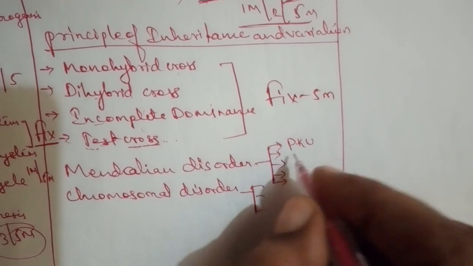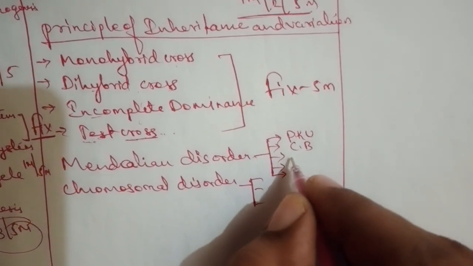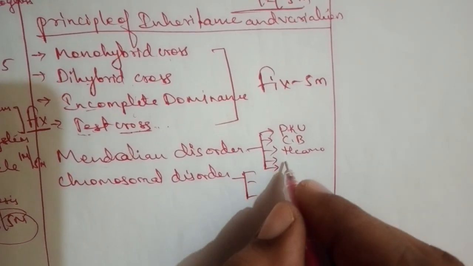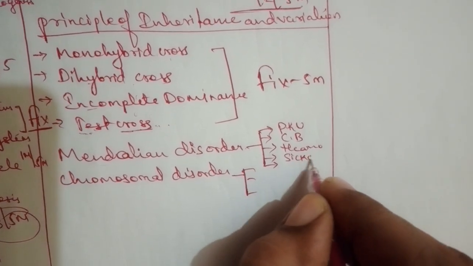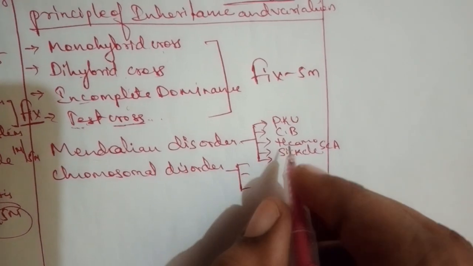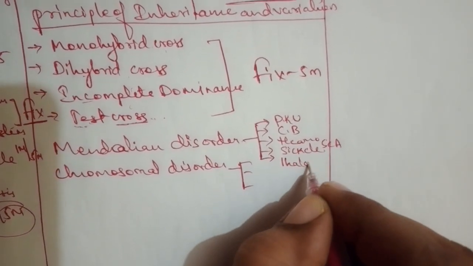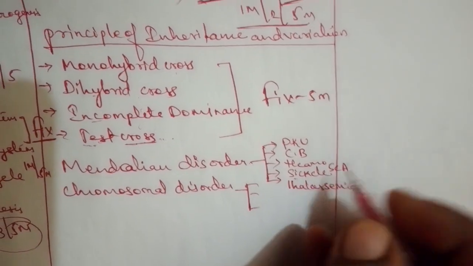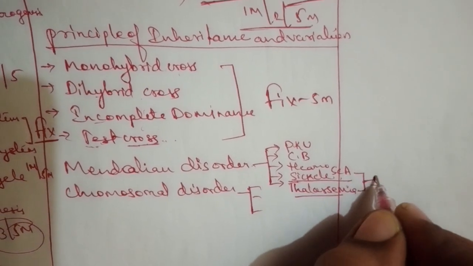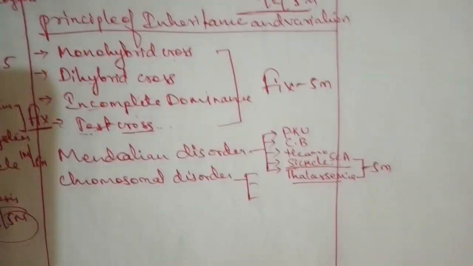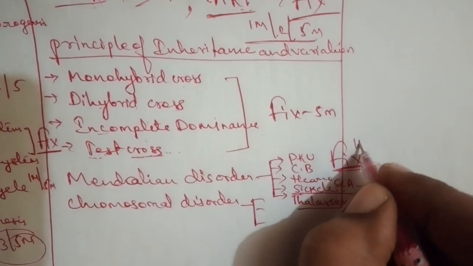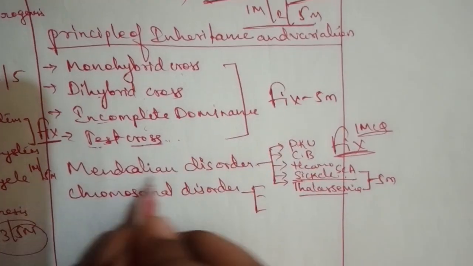phenylketonuria, PKU, followed by color blindness, then hemophilia, followed by sickle cell anemia, SCA, what is the short form, it is called. Whereas another one is thalassemia. So here there is a chance of getting sickle cell anemia followed by thalassemia. They can be asked for 5 marks. Otherwise, 2 marks, 3 marks. From Mendelian disorder, here again you will get a fixed question. One MCQ can be developed from this Mendelian disorder.